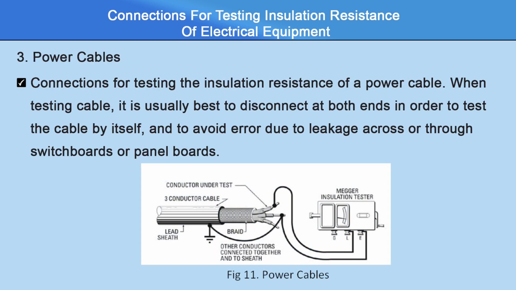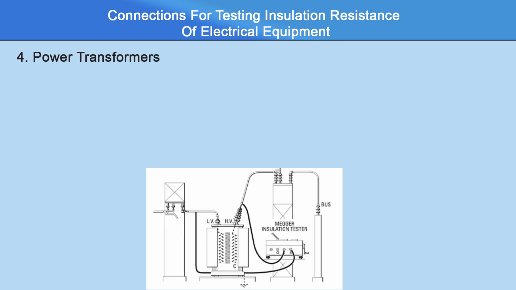Now the third equipment is the power cable. In this again the two terminals are connected with the live wire and the insulation. Connections for testing the insulation resistance of a power cable are shown in figure 11. When testing cable, it is usually best to disconnect at both ends in order to test the cable by itself and to avoid error due to leakage across or through switchboards or panel boards.